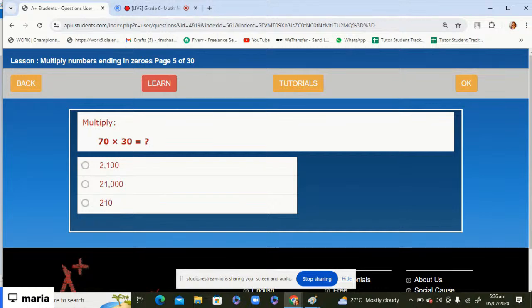Okay, so now just multiply 70 times 30. So what's the answer for 70 times 30? So 7 times 3 is 21. And how many zeros with it? There are two zeros. Okay, so just going to put two zeros with it. So this is 2100.